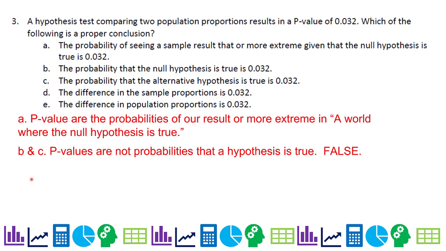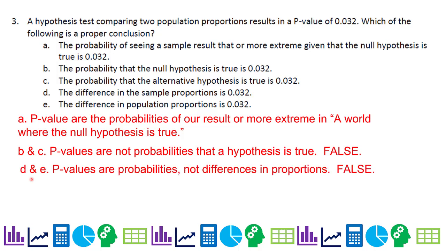Parts B and C, the probability that the null hypothesis is true or that the alternative hypothesis is true. It's not the probability that the hypotheses are true. Those hypotheses are actually really true or really false. They're not flipping around. We're not trying to predict. They have a value. So it's not changing.